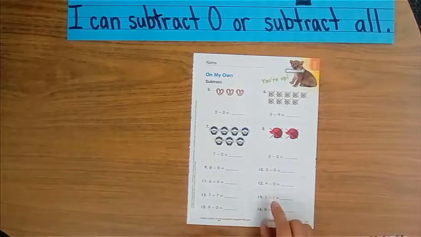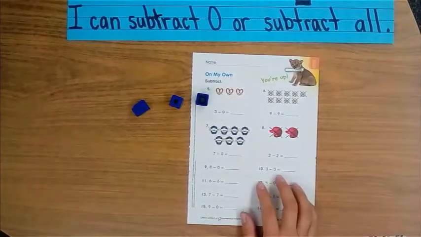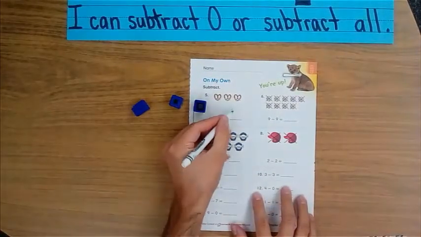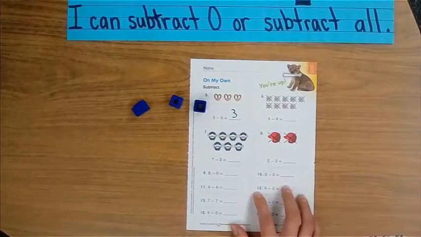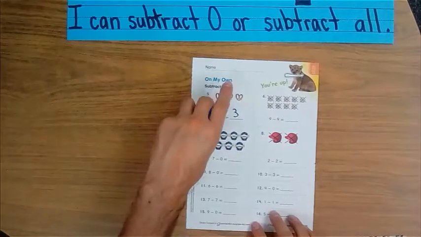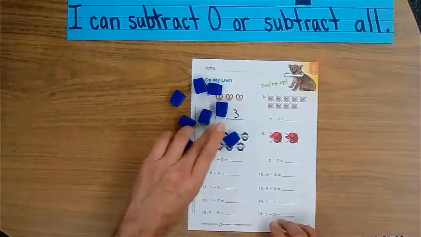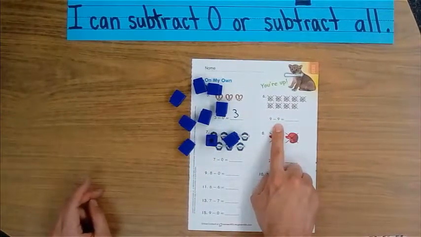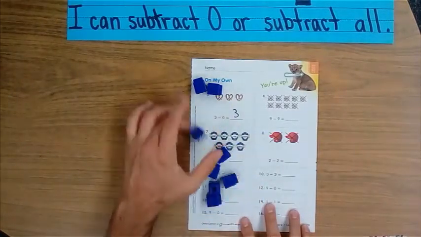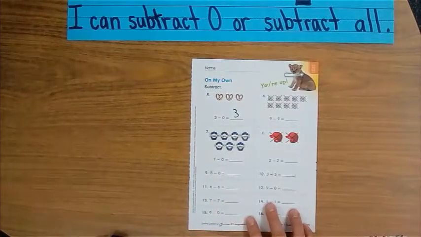Okay, so this one says, I have 3 pretzels, and I am taking away 0 pretzels. So that means I have 3 pretzels left. Okay, now what about here? I have 9 baseballs. Oh my goodness, that's a lot of baseballs. I'm going to take away 9 baseballs. So let me take them all away. 1, 2, 3, 4, 5, 6, 7, 8, 9. I'm taking all of these away. How many baseballs do I have left?